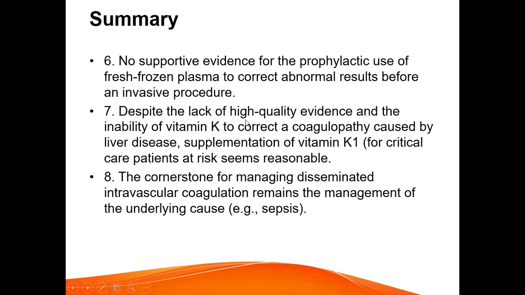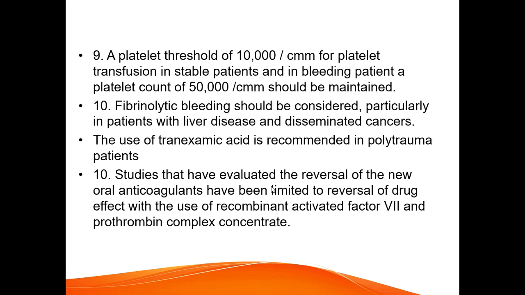Despite the lack of high quality evidence, vitamin K has been recommended in these bleeding patients. The cornerstone of managing DIC is to manage the cause. A platelet transfusion at 10,000 per cubic millimeter for a stable patient. They say 20 to 30,000 if you are planning to put a line, 50,000 for minor surgeries and more than 1 lakh especially for neurosurgical procedures. Fibrinolytic bleeding should be considered particularly in patients with liver disease and disseminated cancer.